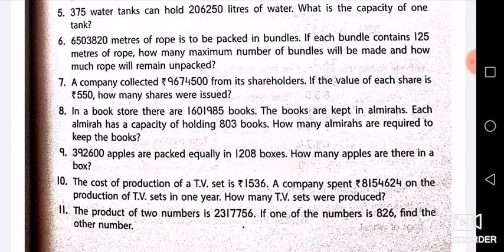The first statement will be cost of each share or value of each share, that will be equal to rupees 550. So total number of shares issued by the company is equal to rupees 96 lakh 74,500 divided by 550. That you will do by division. Okay, quite easy question.